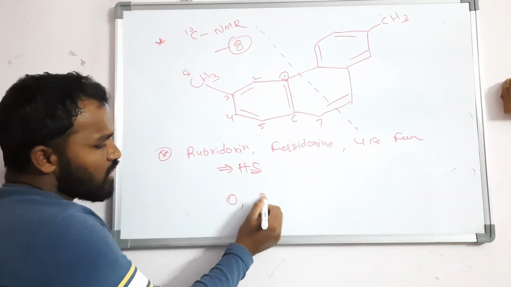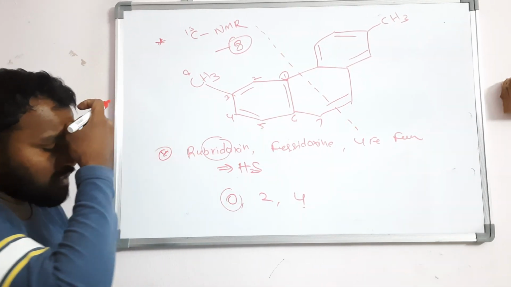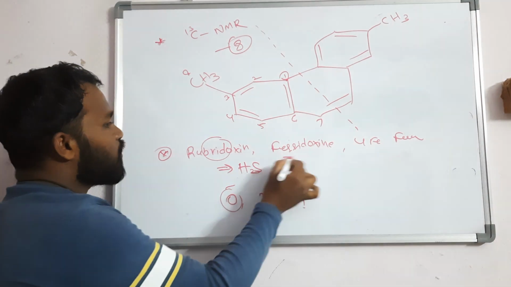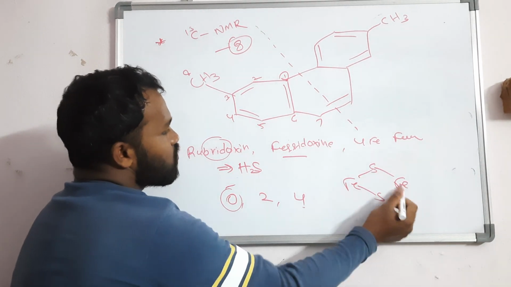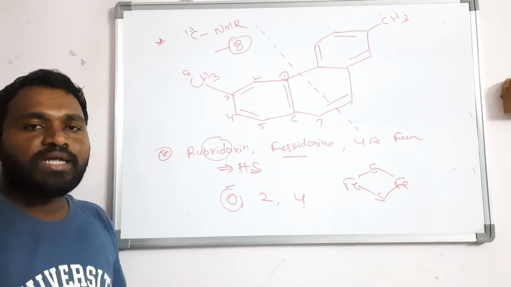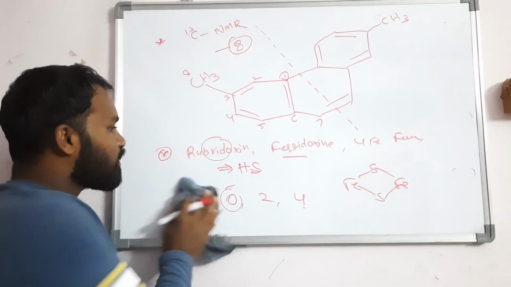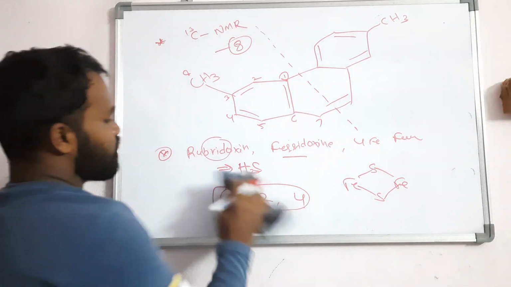So the answer is 0 to 4, because rubredoxin possesses no sulfur bridgings, so that is 0. Ferredoxin possesses iron-sulfur bridgings of 2. For 4Fe, the cube shape possesses 4 sulfur bridgings. So what I am thinking, the answer is 0 to 4.